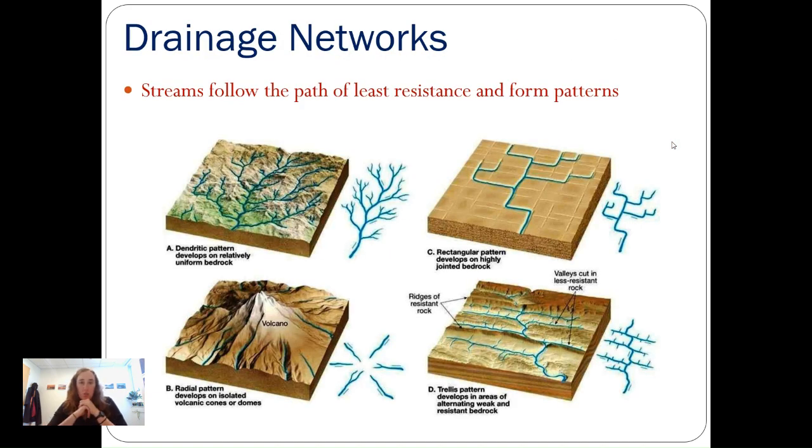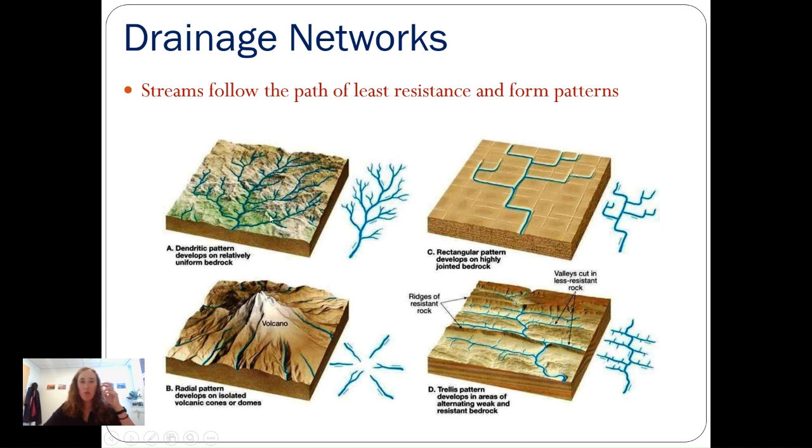So not all drainage patterns look the same. There's different types of drainage networks, but typically, since water will follow the path of least resistance, it'll form these patterns on the surface that look like different types of networks. So you can get something called a dendritic pattern. If you are a dendrochronologist, you study trees. So this one looks like tree branches here.